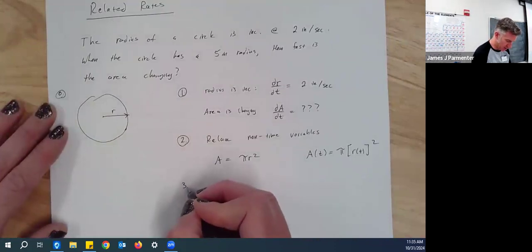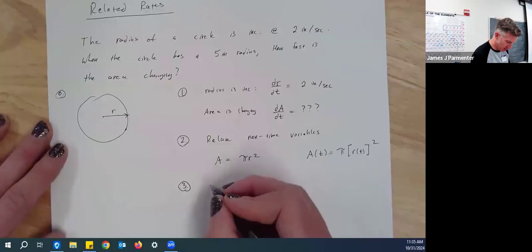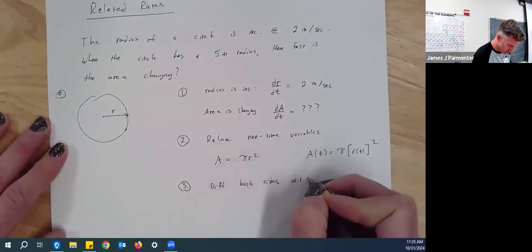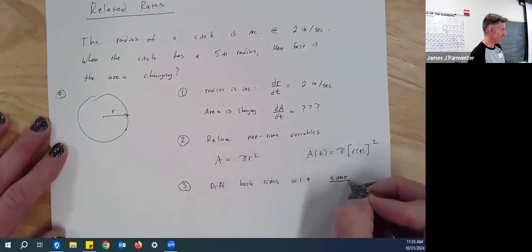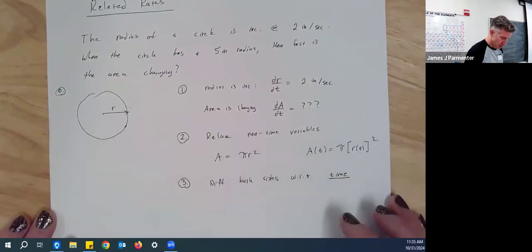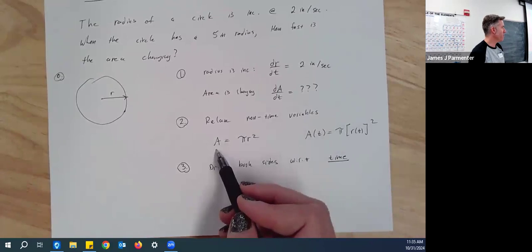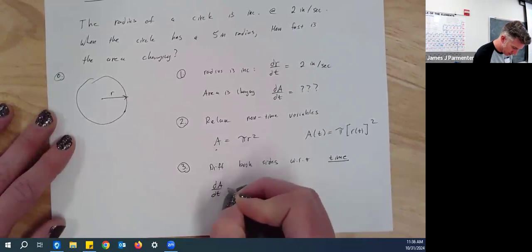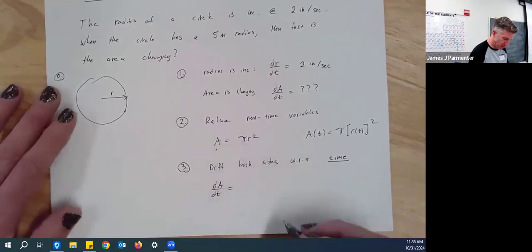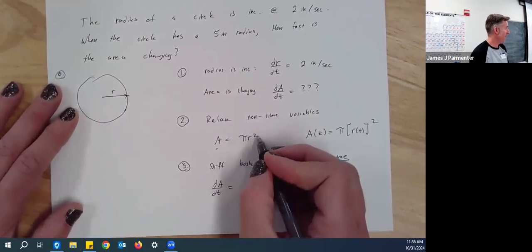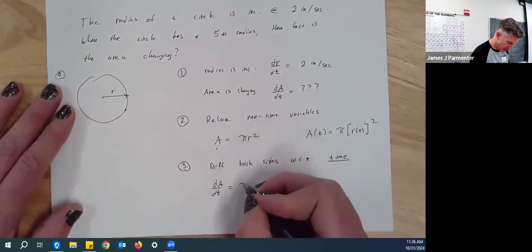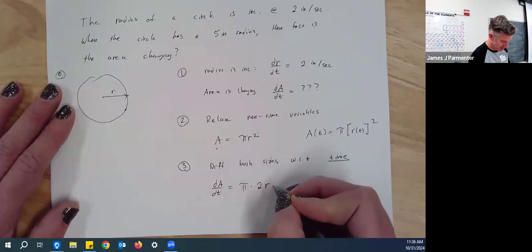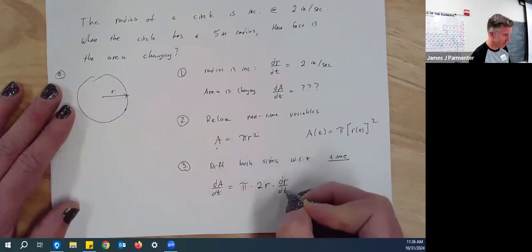Okay, here's probably the hardest step for people to wrap their minds around. We're going to differentiate both sides with respect to time, or whatever the independent variable is. Great. What's the derivative of area? It's dA dt. The derivative of pi r squared, well, I've got pi times some stuff squared, and the derivative of pi times some stuff squared is pi times 2 times my stuff to the first power times the derivative of the stuff.